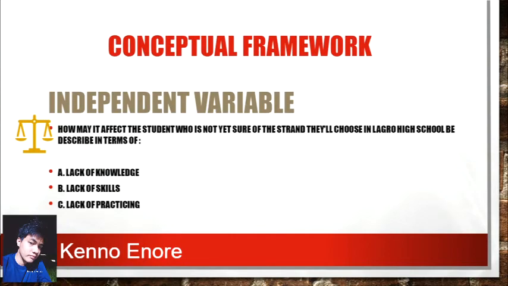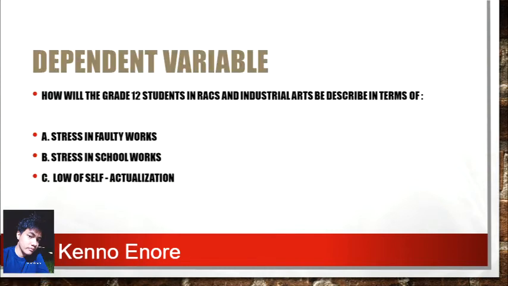Conceptual framework. Independent variable. How may it affect the students who are not yet sure of the strand they will choose in Lagro High School, described in terms of A. Lack of knowledge. B. Lack of skills. C. Lack of practicing. Dependent variable. How will the grade 12 students in RACS and in industrial arts be described in terms of A. Stress in faculty works. B. Stress in school works.